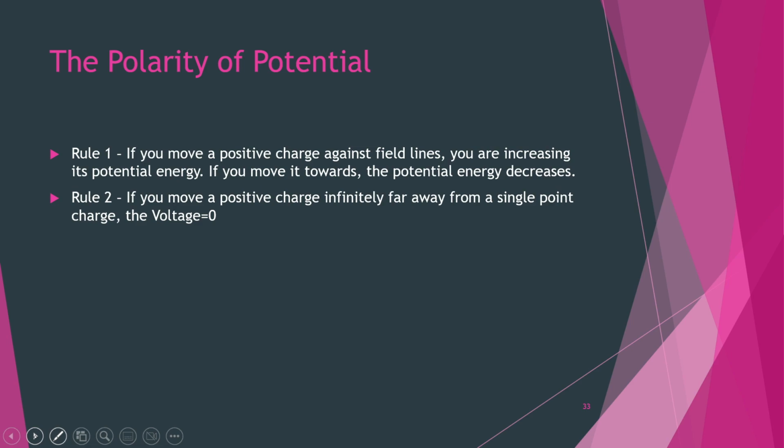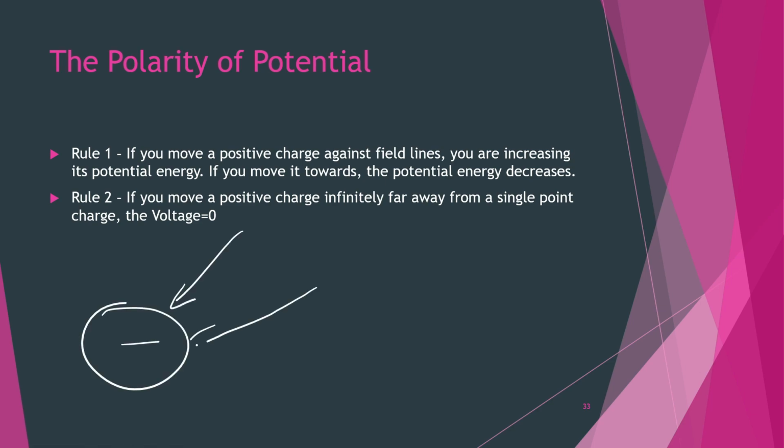However, we observe the opposite if this positive charge was placed in a field which is generated by a negative charge. So here in this example, we have a negative charge, and I've drawn field lines to indicate that the field would move a proton towards the negative charge.